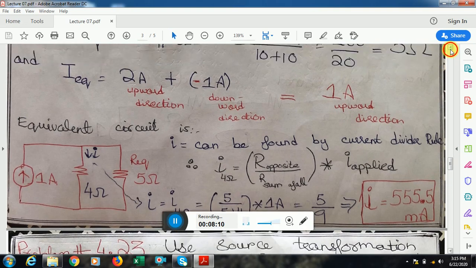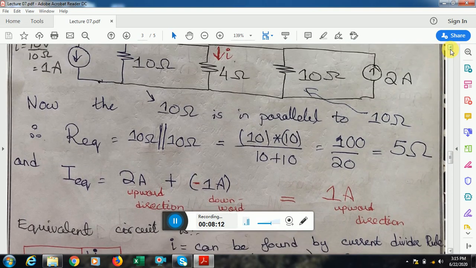Now you can see that in the resultant circuit I have this 10 ohm resistor and this 10 ohm, and these are of no use to me, so I can sum them up by taking a parallel combination. This 10 ohm is in parallel to this 10 ohm, and by finding the R equivalent, I get to know that the R equivalent is 5 ohm. So I can simply replace these 10 ohm by a 5 ohm, and moreover I have two current sources. One is this 1 ampere which is heading in the downward direction, and this 2 ampere current which is in the upward direction.